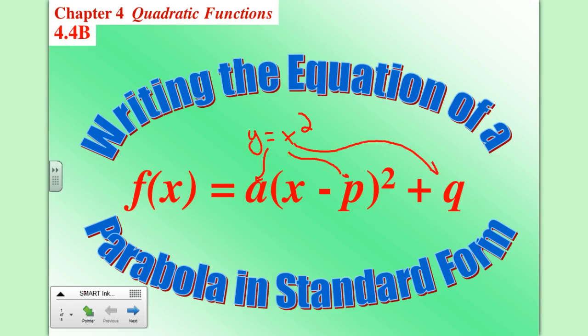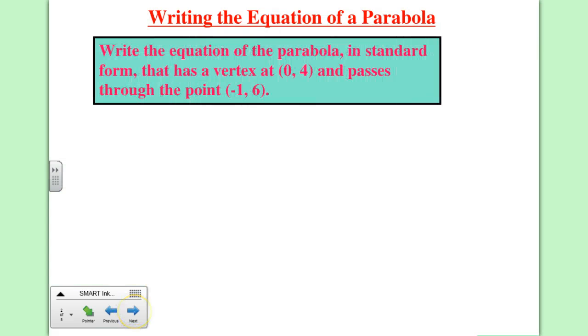And you graphed that. Now the question is, could you, with some information, be able to calculate the equation from that information? And that's much more powerful. And you might ask why? Why is that more powerful? Well, if you look at the next question, it says write the equation of a parabola in standard form that has a vertex of (0, 4) and then passes through the point (-1, 6).